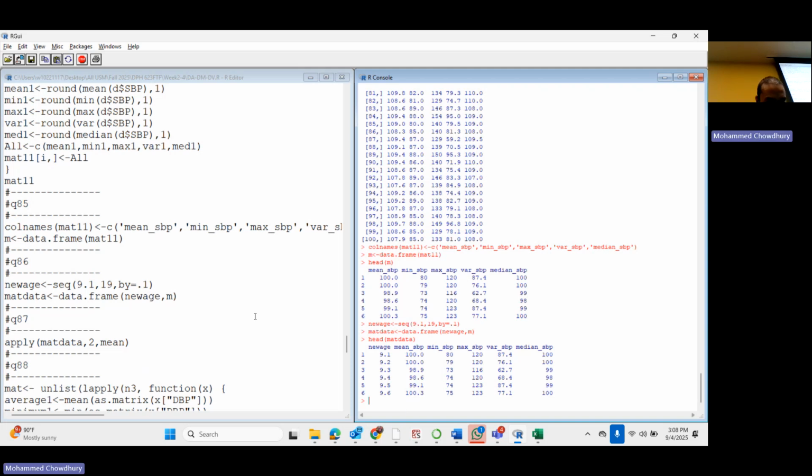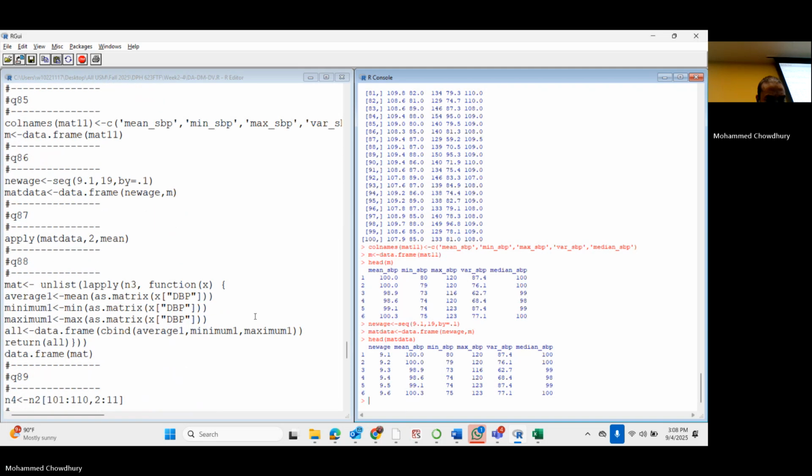Okay. Now I want to tell you how we can do the same thing without using looping. In order to do this without looping, N3 is my data, and I use lapply. lapply means list apply. N3 is what? A list. It has how many data? 100 data. I am doing it without a loop. Without a loop, this is what I'm doing.